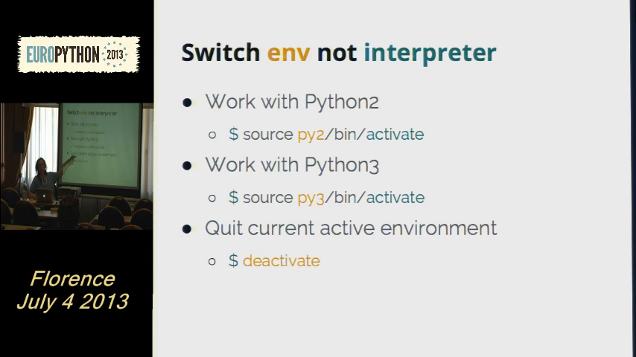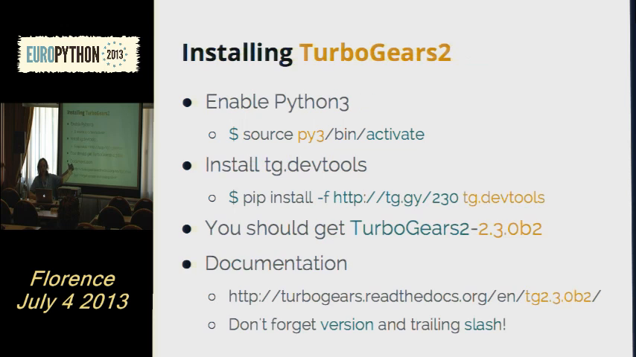Now I suppose you have both the environments available. And the first thing we are going to do is enable the Python 3 environment and install TurboGears 2.3 inside that environment.